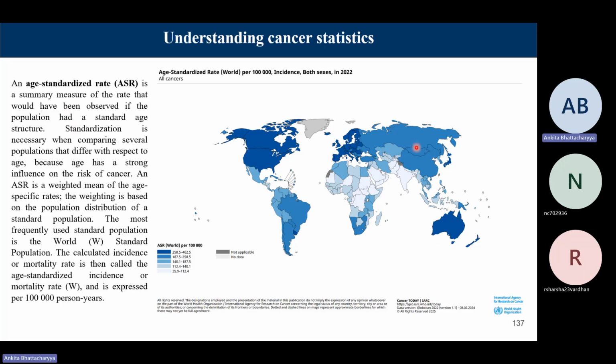Why is it required? If you look at this graph, this is to show you the difference between, for example, let's look at it this way. Let's take the image one at a time. What is it showing you? It's showing you the ASR for the world per 100,000 individuals and the incidence of cancer in both sexes in the year 2022.